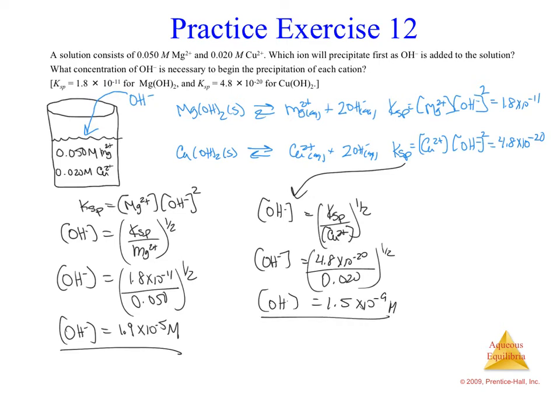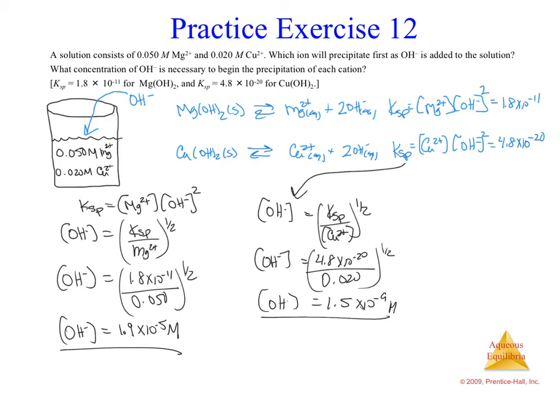So what does this mean? This number, 1.9 times 10 to the negative 5th, means that if I have a 0.050 molar solution of magnesium, I've got 1.9 times 10 to the negative 5th molar hydroxide dissolved. If I have a 0.020 molar solution of copper 2 plus, I've got 1.5 times 10 to the negative ninth molarity of hydroxide dissolved. So the smaller molarity tells you the compound that is less soluble.